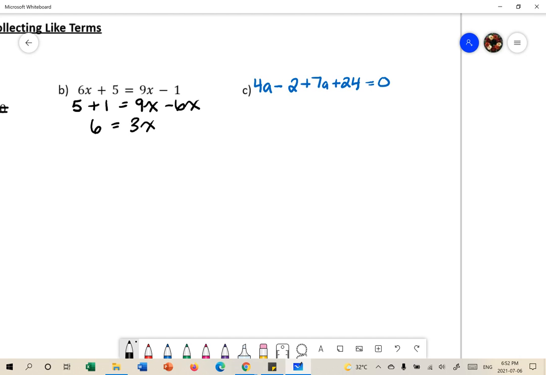Now I'm going to divide both sides by 3 in order to eliminate that 3 and have x isolated. So x is equal to 2.